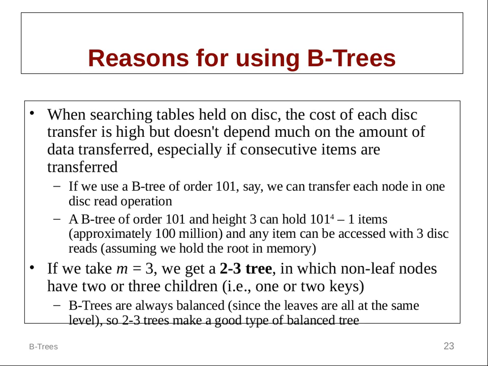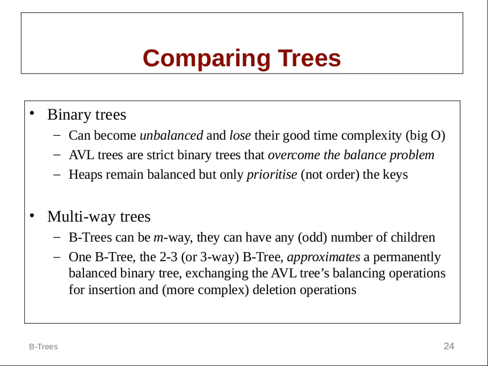If we take m equals 3, by the way, you get a 2-3 tree, in which all the non-leaf nodes have 2 or 3 children, and that's why it's usually thought of as a balanced binary tree. Probably no one did the 2-3 tree, but that's fine.